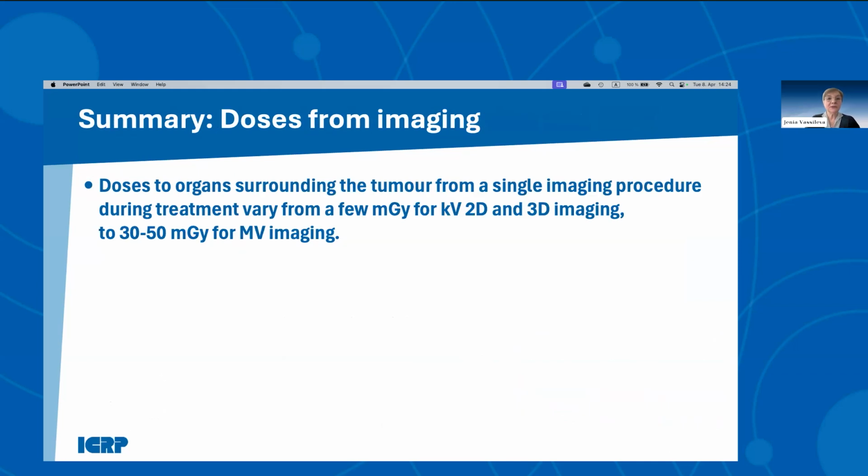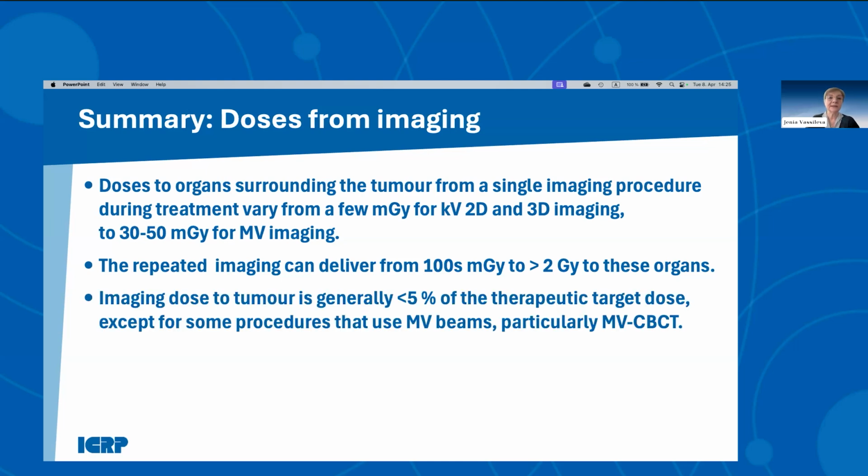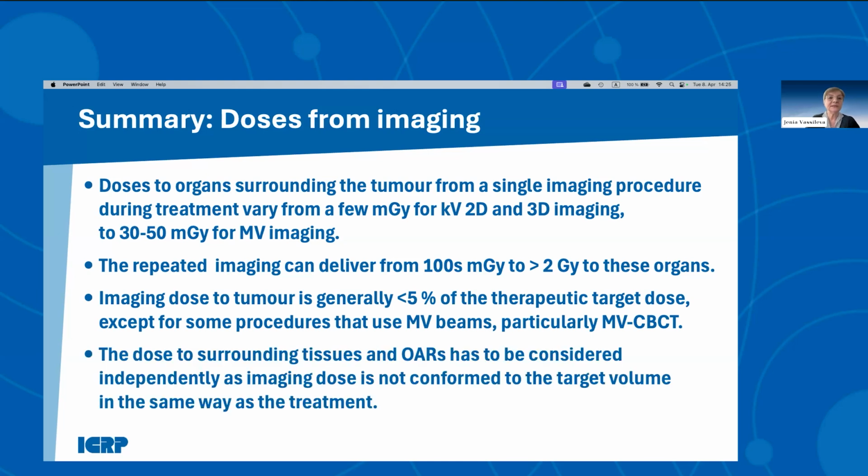So in summary, doses to organs surrounding the tumor from a single imaging procedure during treatment vary from a few milligray for kV imaging to 30-50 milligray for MV imaging, but repeated imaging can deliver from hundreds of milligray to more than 2 grays to these organs. Imaging dose to the tumor is generally less than 5% of the therapeutic target dose, except for some procedures that use MV beams, particularly cone-beam CT.